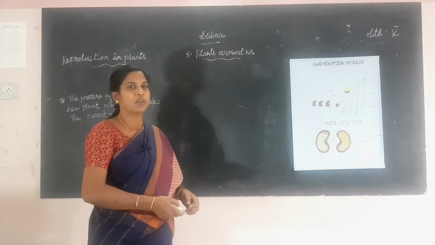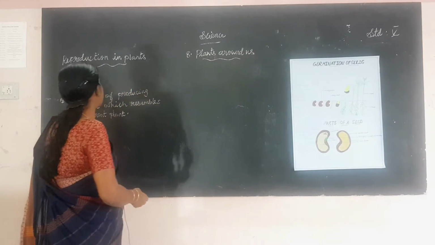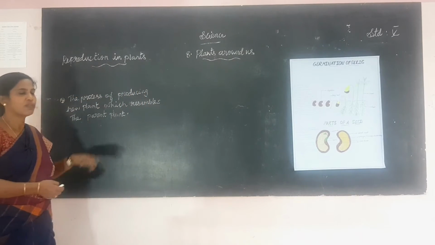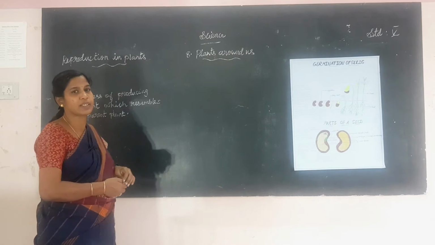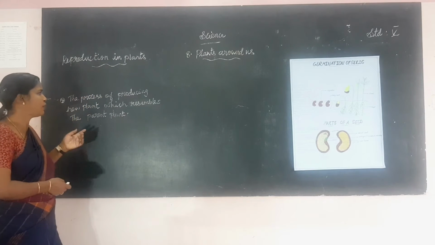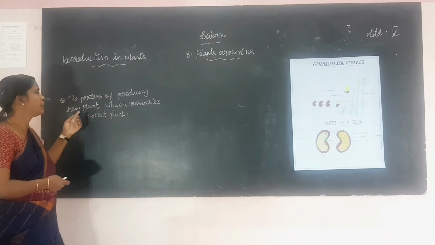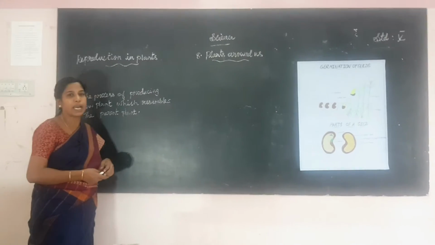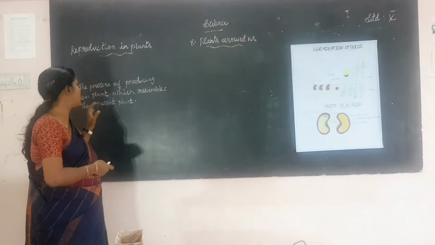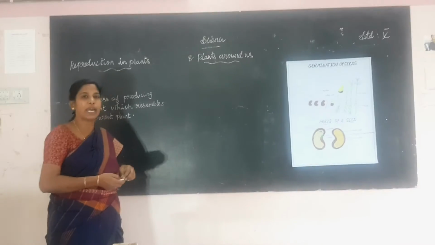Good morning children. Today we are going to learn the lesson reproduction in plants. What is reproduction? Reproduction means the process of producing new plants which resemble the parent plant.